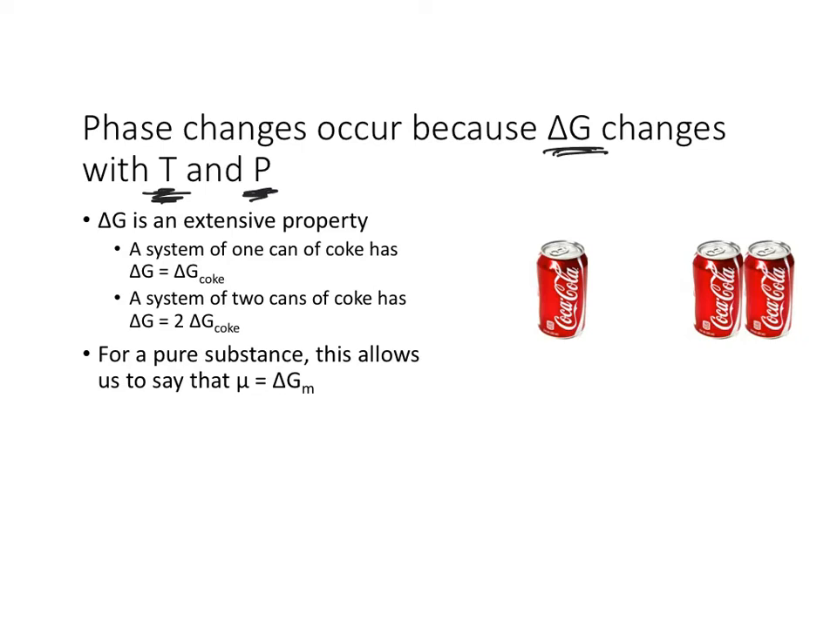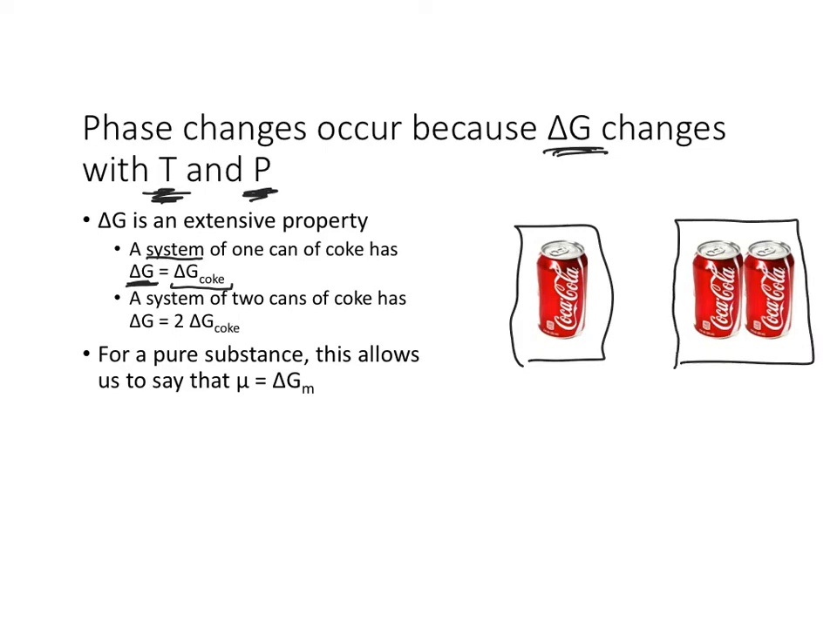So in the first case, I have you consider the system to be one single Coke can, and it has a certain Gibbs free energy, and it's equal to the Gibbs free energy of a single can of Coke. And then in the second case, I have a system consisting of 2 Coke cans, and in that case, the Gibbs free energy of that system of 2 Coke cans equals 2 times the Gibbs free energy of 1 Coke can. So this just shows how the Gibbs free energy is extensive. So delta G is extensive, because it doubles when we double the size of the system by including 2 Coke cans here.